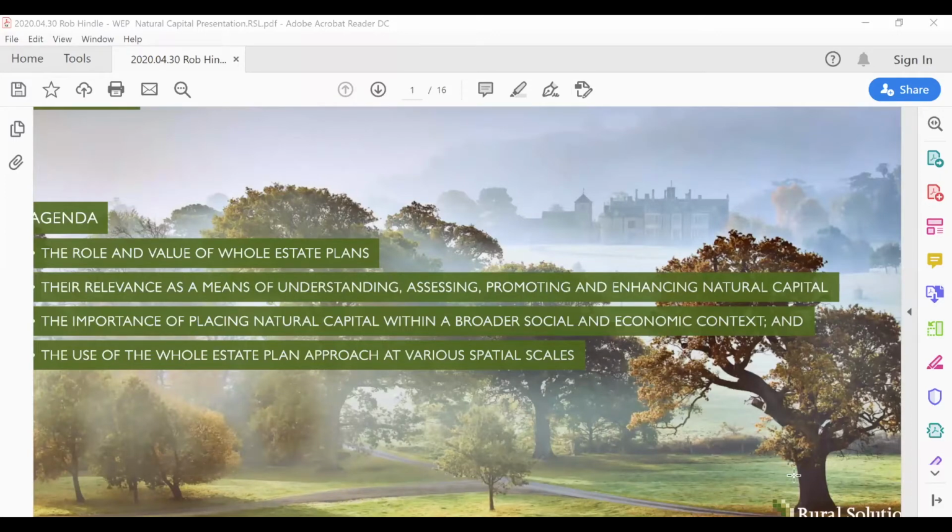So as you can see, I plan to explore in the short presentation the role and value of whole estate plans, their relevance as a means of understanding, assessing, promoting and enhancing natural capital, the importance of placing natural capital within a broader social and economic context, and the use of the whole estate plan approach at various spatial scales.